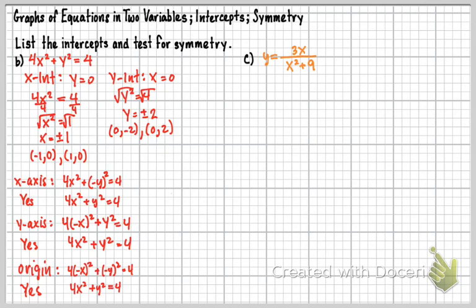So again, it's symmetric with respect to all three, and I have 4 intercepts. Now remember, label your intercepts as x-intercepts and y-intercepts, not just intercepts in a list of numbers or a list of points.